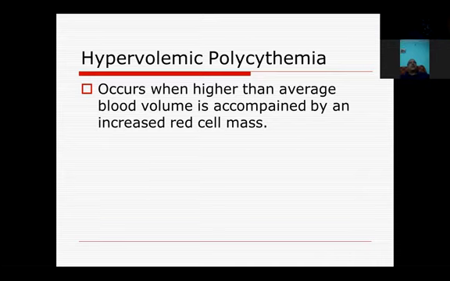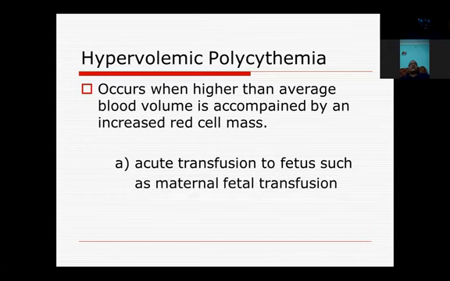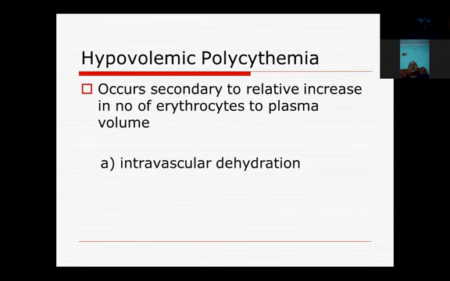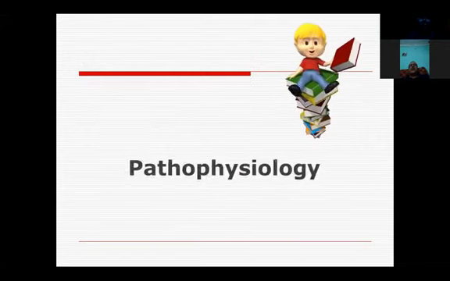Hypervolemic polycythemia occurs when higher than average blood volume is accompanied by an increased red cell mass. This is due to acute transfusion to the fetus, such as maternal-fetal transfusion and twin-to-twin transfusion. Then hypovolemic polycythemia occurs secondary to a relative increase in the number of erythrocytes to plasma volume. The main cause is intravascular dehydration.